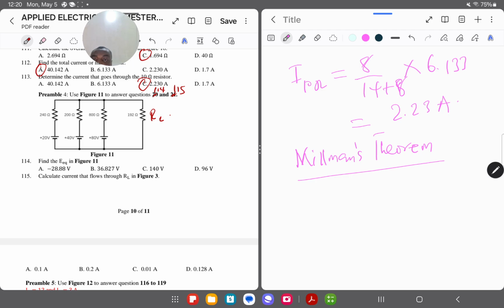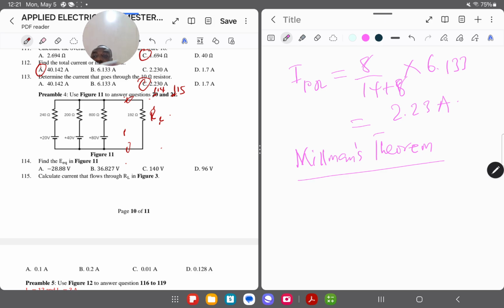Now in using Millman's theorem, you can apply this to a specific kind of circuit diagram, whereby you have several branches, right? That is excluding the load. You don't include the load here. This load, you exclude it. Then after that, you can see that there's a pattern whereby for each branch we have a voltage in series with what? With a resistor, right? So when you have a connection of these kinds of branches, then in that case you can use Millman's theorem.